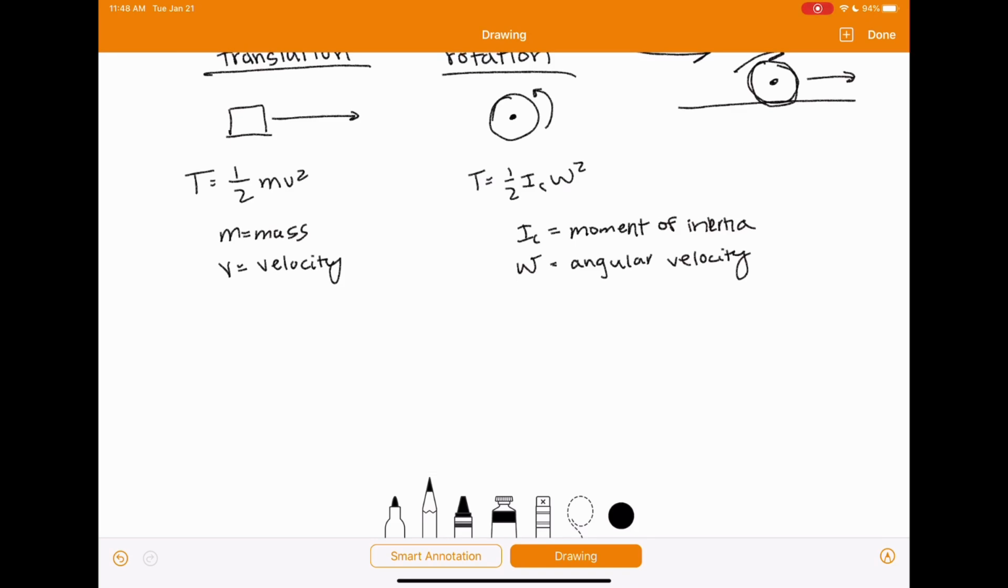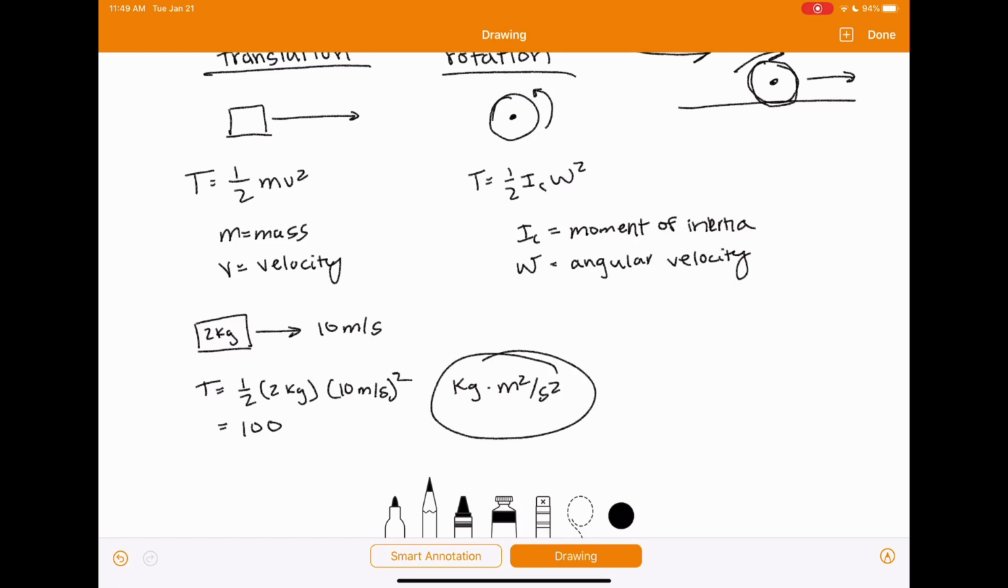So let's go ahead and just look at translation for right now. If we had a 2 kilogram object moving at 10 meters per second, its kinetic energy would be 1/2 mv squared. And you just plug it into a calculator and you get 100. Now the units on this would be kilogram meter squared per second squared, which is actually a joule. All right, so we get 100 joules for that.